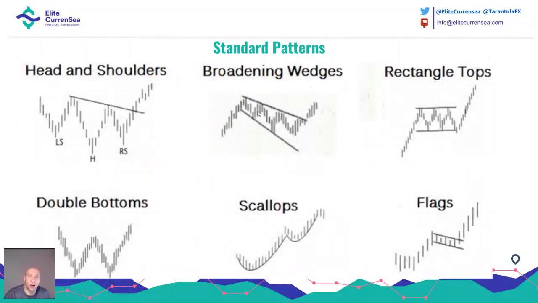Broadening wedges are usually accumulation patterns, and they are not very good to trade. Rectangle tops and bottoms are accumulation phase, and we expect a breakout. Double bottoms are breakout distributional. Scallops, distributional, flags, accumulation. Okay.